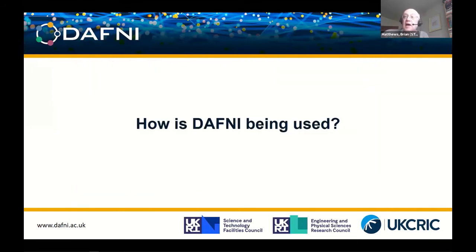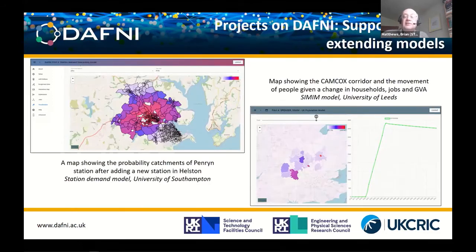So finally, a few quick examples of how we're doing it. I slightly hesitate to say a lot about this one, but this is an example we did a while ago with the University of Southampton, looking at a station demand model, seeing where you place a new railway station on a line and how that affects the catchment, where passengers are going to come from to use that station. And so you can choose the best place to place the station.